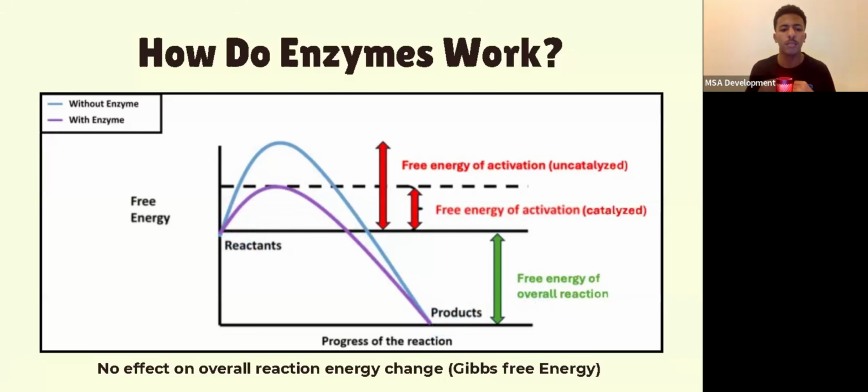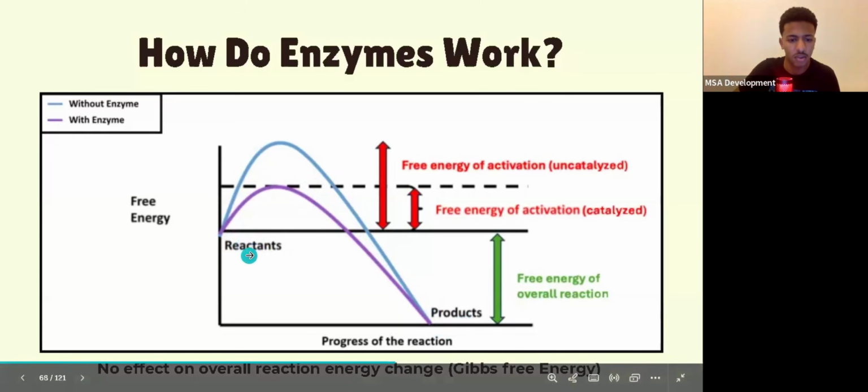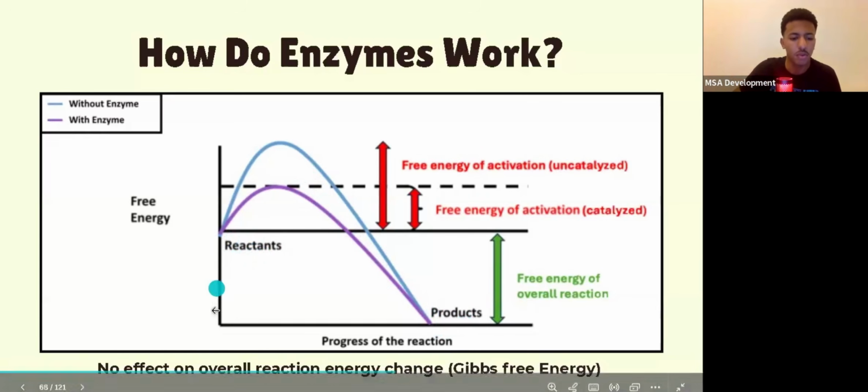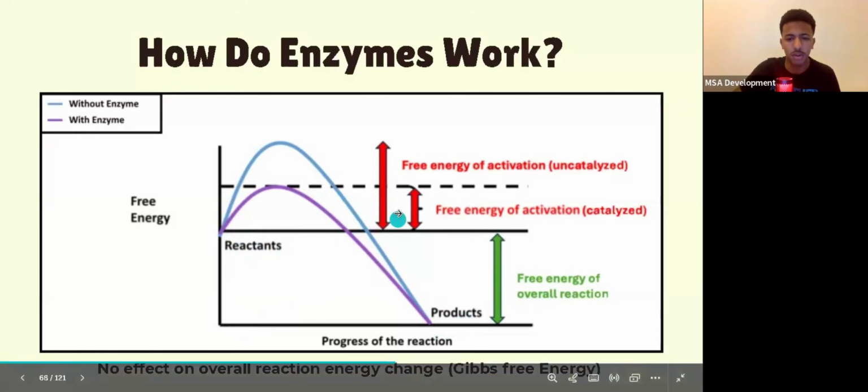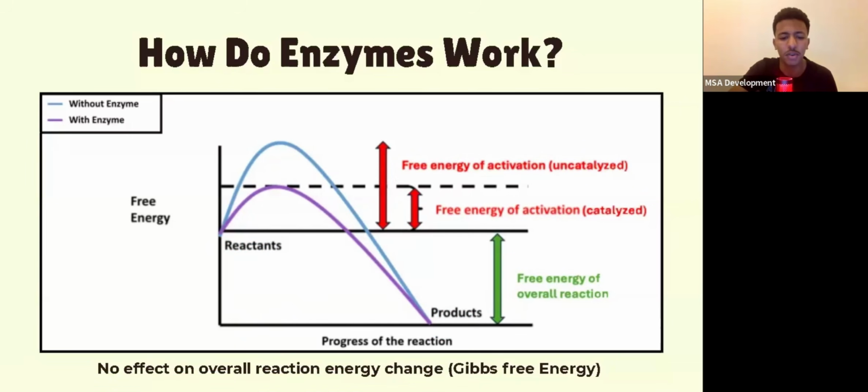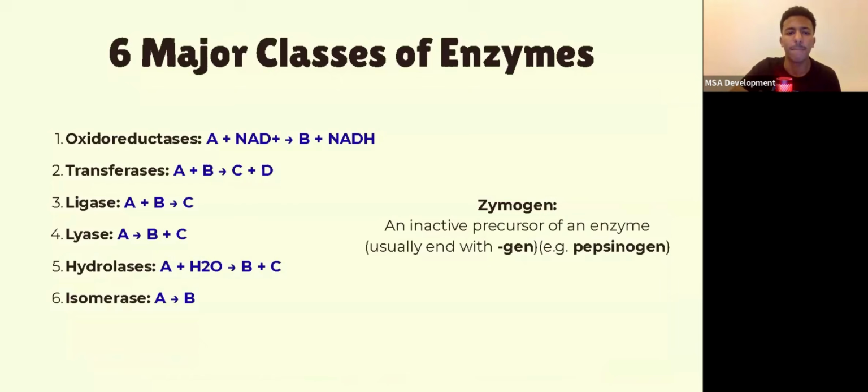The difference in energies between the reactants and the products is known as the free energy of the overall reaction. And a very important point to remember is that if you use an enzyme or if you don't use an enzyme, if you actually end up moving from the reactants to the products, the free energy of the overall reaction remains unchanged. There's no change to it. Simply, it's products energy minus reactants energy. No change. Read the bottom line. There is no effect on overall reaction energy change. It's also known as Gibbs free energy. So Gibbs free energy remains unchanged.